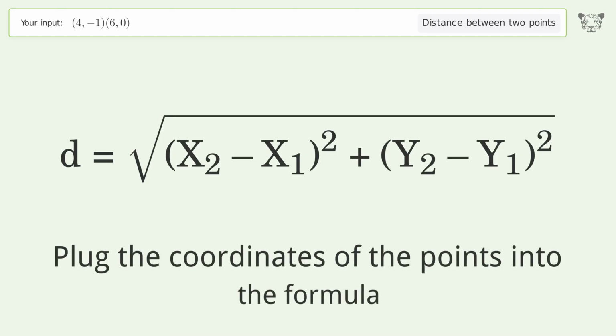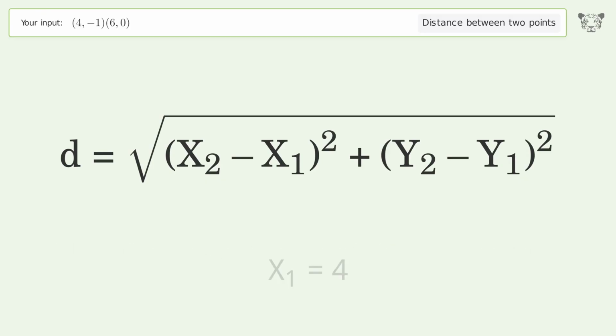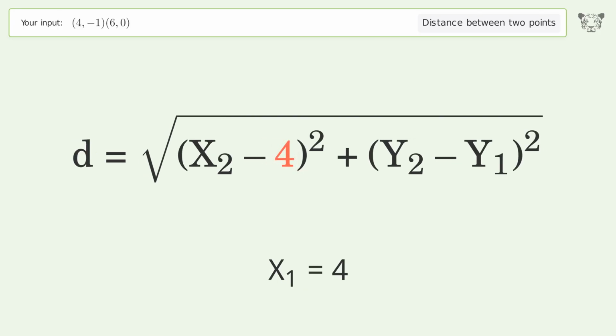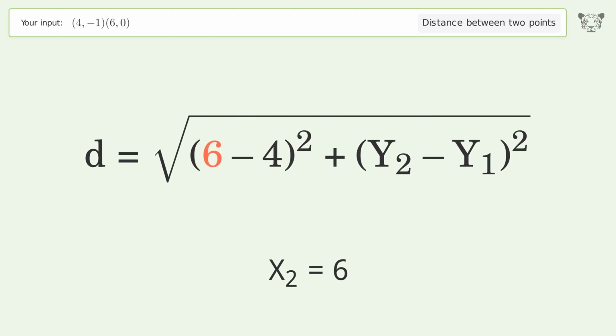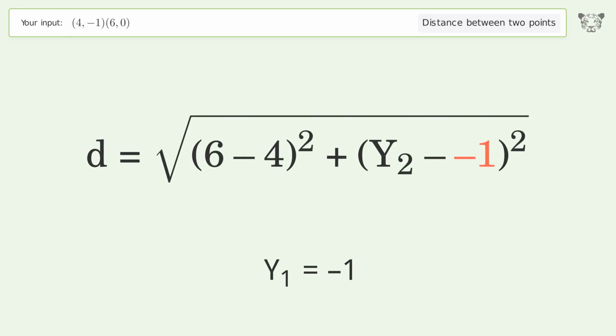Plug the coordinates of the points into the formula. x1 equals 4. x2 equals 6. y1 equals -1. y2 equals 0.